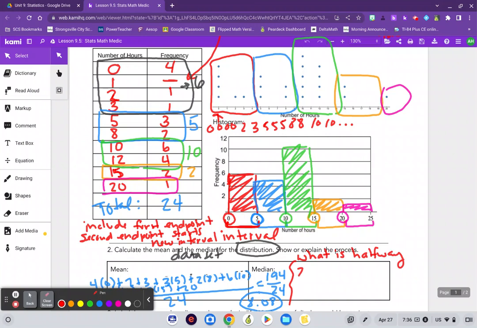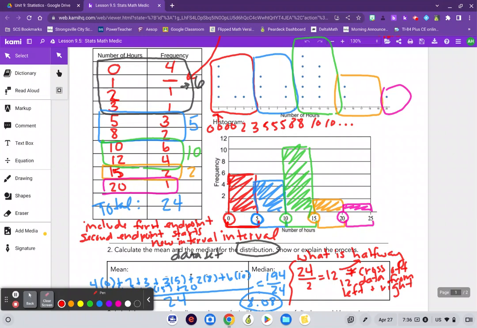Okay, so I have 24 pieces of data, and if I divide by 2, I get 12. 12 is halfway. That does not mean 12 is my median. That means I want to cross off 12 data points from the left and right so that I can meet in the middle. Let me show you what I mean.